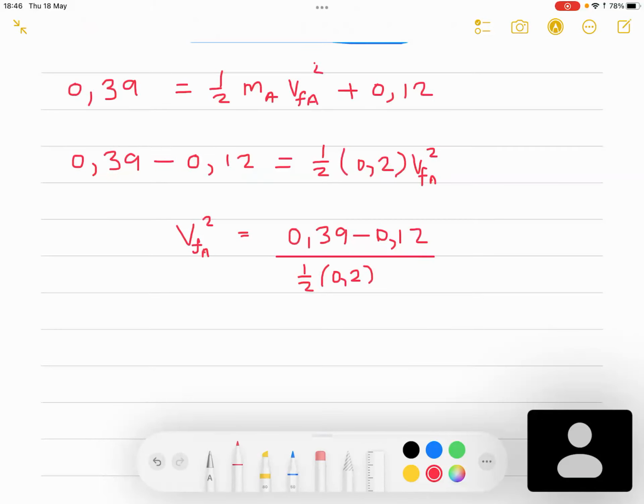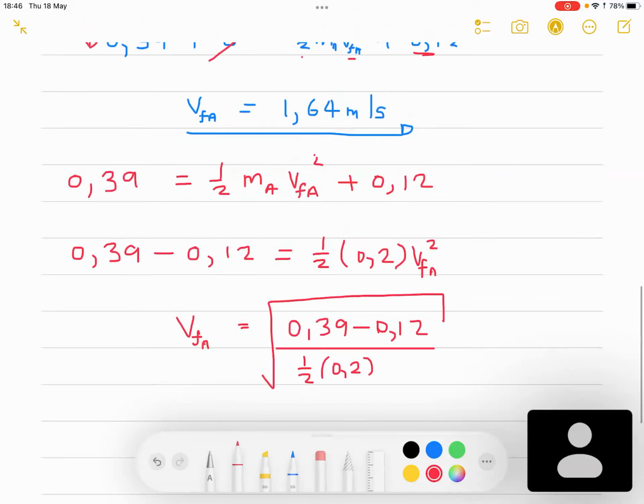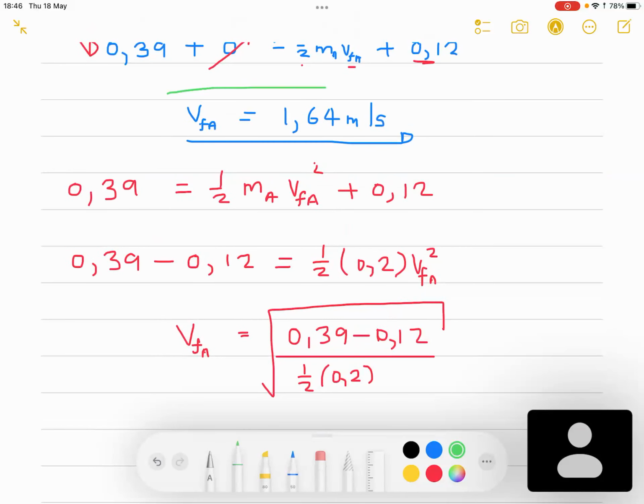And then if I just want to take the square root of that, that's what that is. If you do it, you should get this answer here. So the square root of 0.27 over 0.1. Is that better?